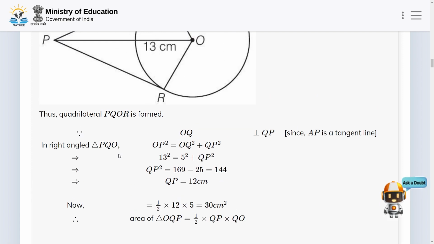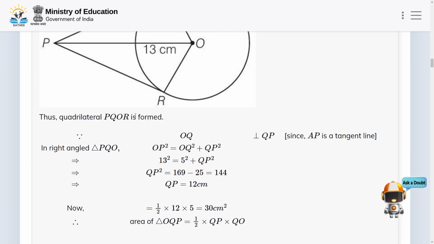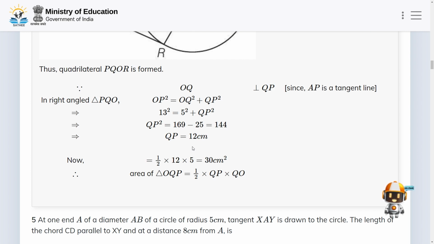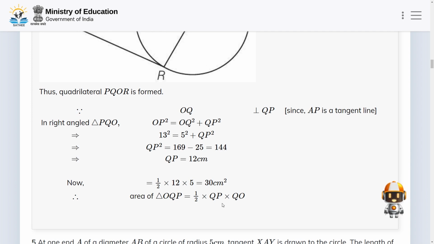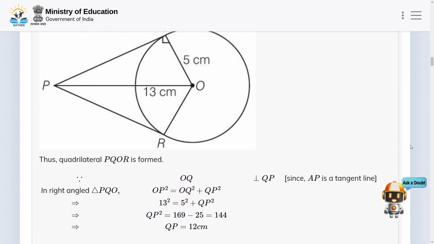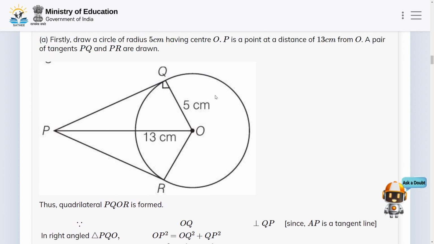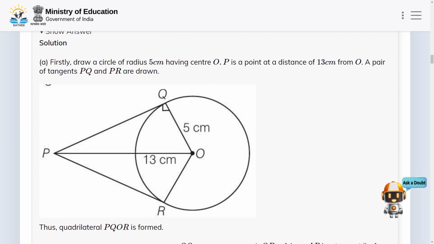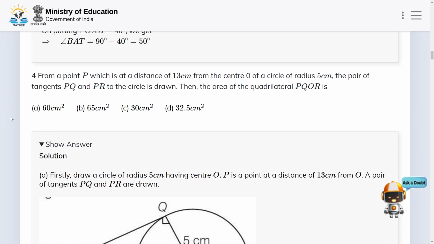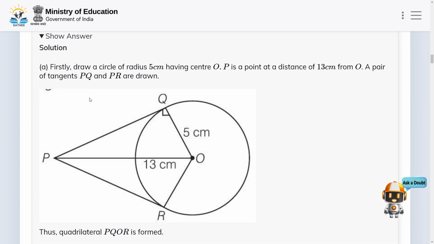So now the area of this triangle is equal to 1 by 2 times 12 times 5, that is equal to 30 centimeter square. Okay, so the area of this triangle is 30 square centimeters, and now we need to find the area of this triangle, and then if we add the area of this triangle and the area of this triangle, we get the area of this quadrilateral. Okay, and here in option A we have the value 60 centimeter square. The area of the quadrilateral PQOR is 60 square centimeters. So here the correct answer is option number A.